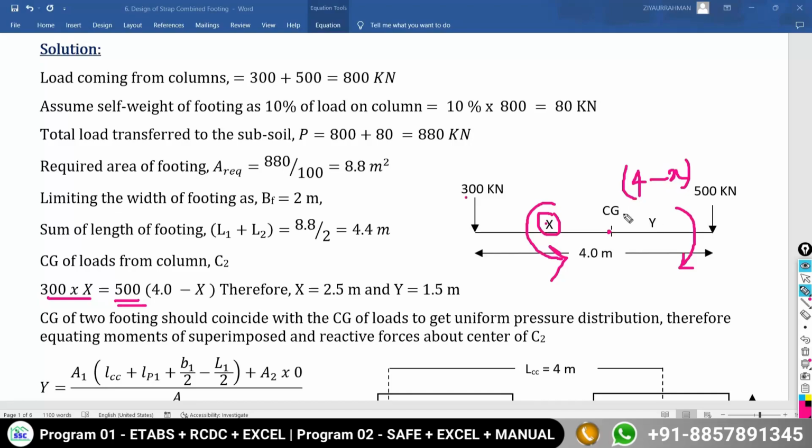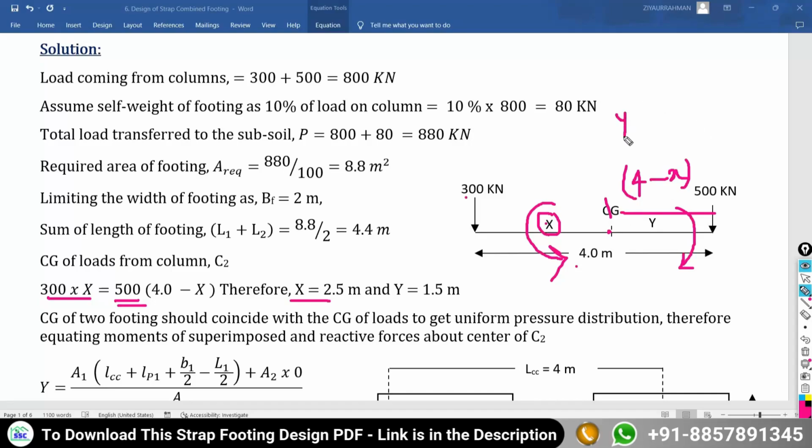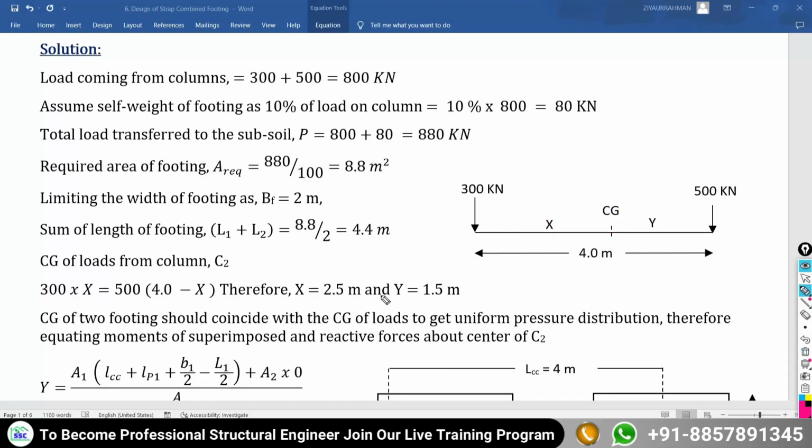This y value is actually 4 minus x. If I do this, I will get this distance, which is written here as 500 multiplied by (4 minus x). Therefore we get the value of x as 2.5, and y is 4 minus x, 4 minus 2.5, so you get the y value as 1.5 meter. So we have the values of x and y as 2.5 and 1.5.